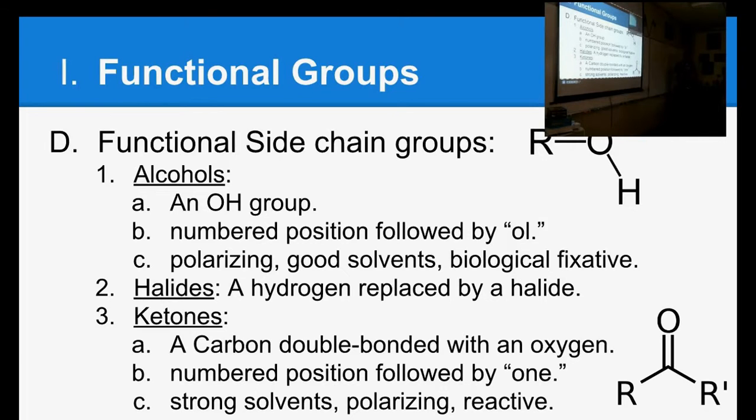Alcohols. Why do we use alcohols? They're polarizing. They like to mix with water. So if you have an organic molecule that you need to make water soluble, sticking an OH group on it is a good way to do that because the OH group makes the molecule polar, lets it dissolve in water. Or not dissolve, but lets it mix with water. They're also good solvents. A lot of alcohols are used as cleaners or used to break down fats and things like that. And they're a biological fixative.